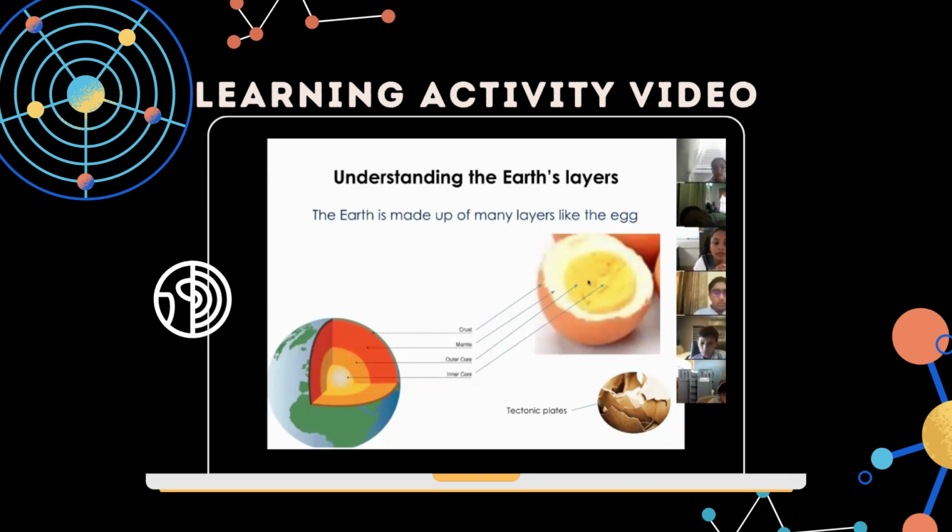I think the egg is better than the apple because the crust is easily breakable, whereas the apple, you can't really break the skin of an apple. That's a good point. You can't break the skin of an apple. You can break the skin of an egg. But what does the broken skin of the egg have in common with the crust of our earth?